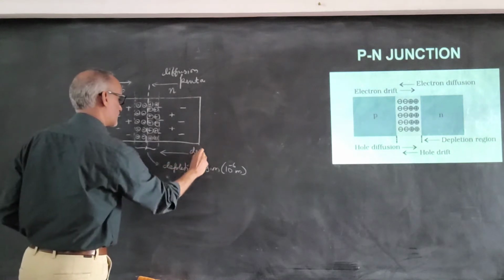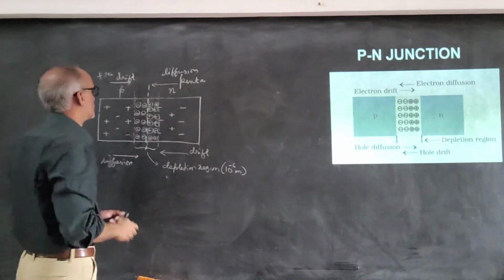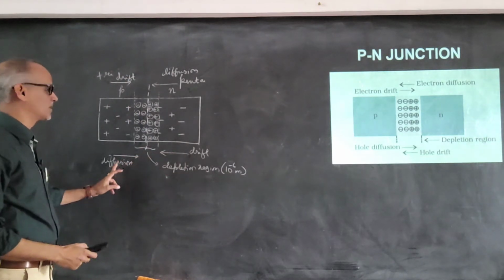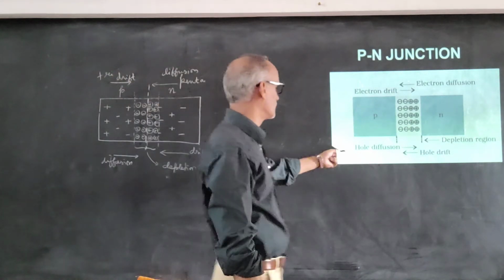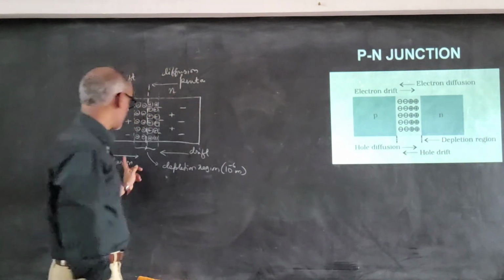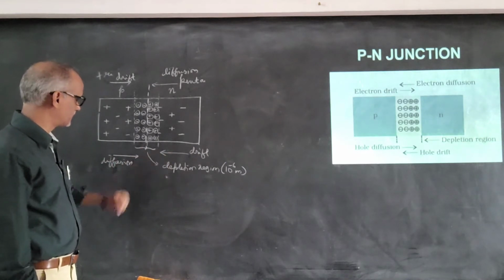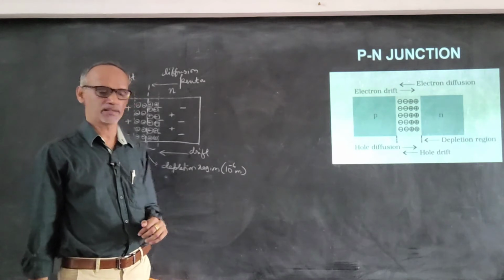And this is the drift. The drift takes place exactly opposite to the diffusion. Here you can see the whole diffusion in this direction and the whole drift is exactly opposite. The diffusion and the drift cancel each other as they are in the opposite direction.